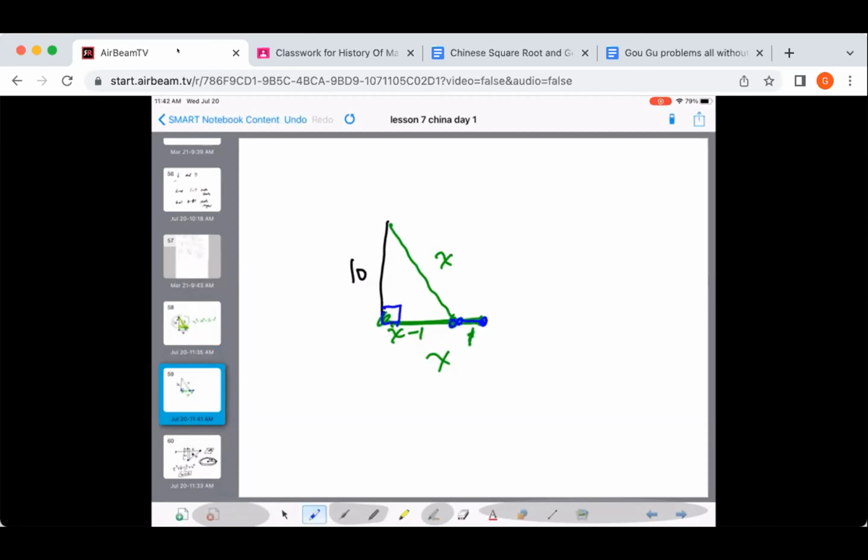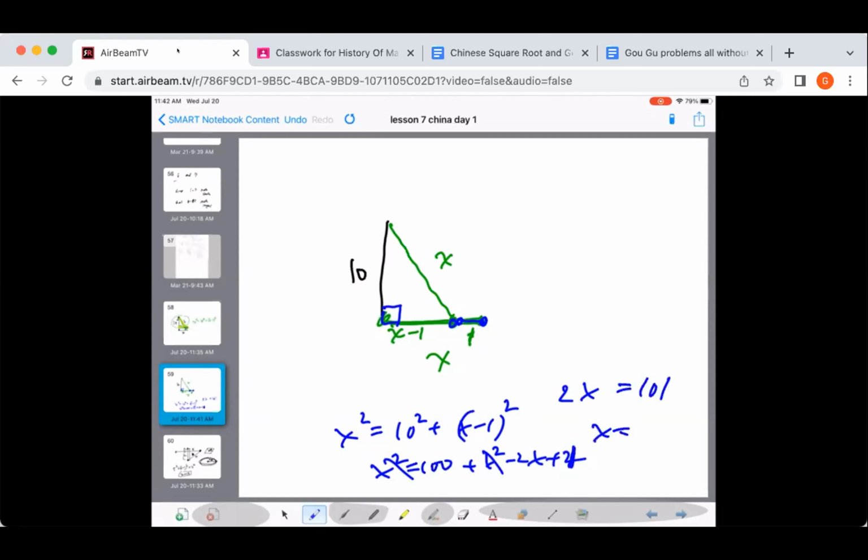And then we have our equation, x squared equals 10 squared plus x minus 1 squared. X squared equals 100 plus x squared minus 2x plus 1. So 2x is 100, oh, plus 1, right? 2x is 101. So x is 50 and a half.